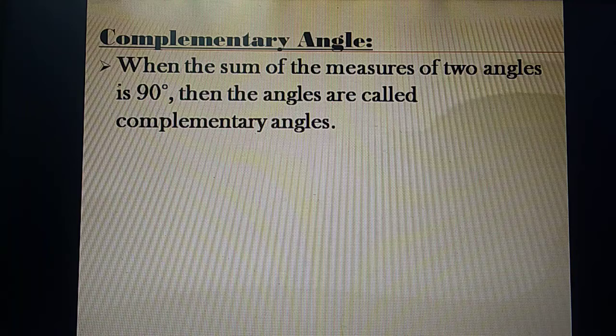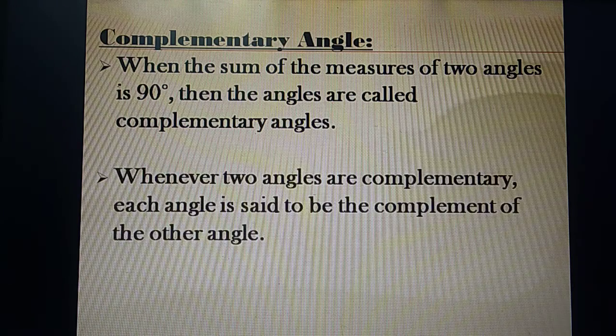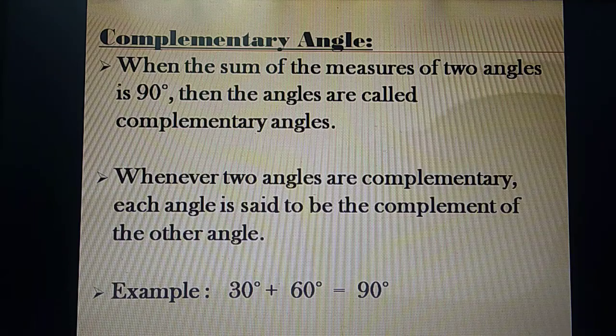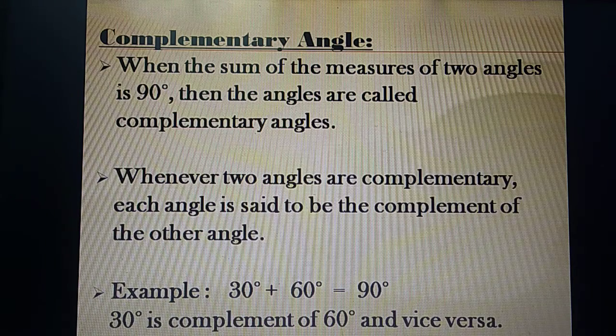And in this condition, both the angles are complement of each other. That is, whenever two angles are complementary, each angle is said to be complement of the other angle. For example, here you can see 30 and 60 add up to give 90 degree. It means they are complementary angles. Now as 30 degree and 60 degree are complementary angles, we can say 30 degree is complement of 60 degree or 60 degree is a complement of 30 degree.